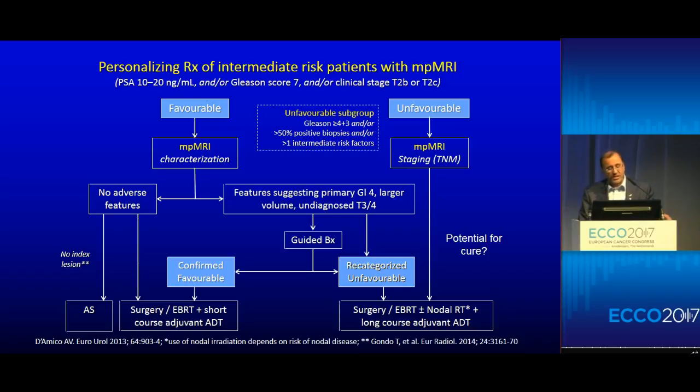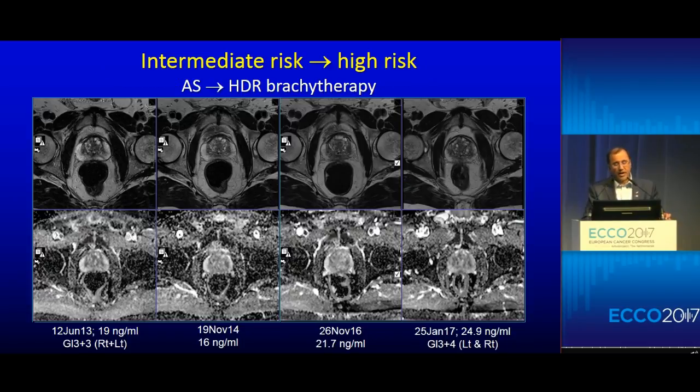Now, the interesting thing is this. If the patient looks favorable, the role of MRI is very different. It's not to say TNM. It's saying, has this patient been misclassified? Could this patient be suitable for initial active surveillance? In other words, do I need to act now or can I act later? And I just wanted to show you an example of that.